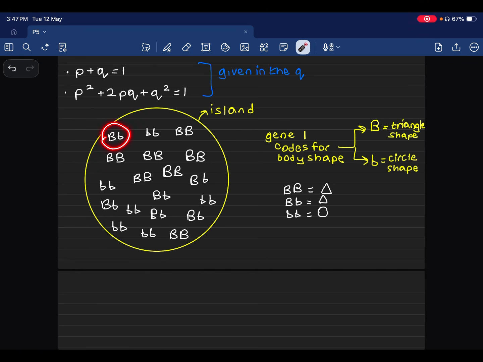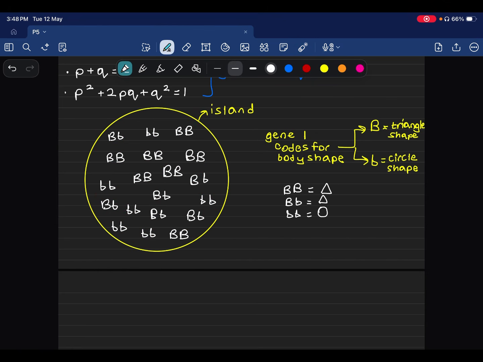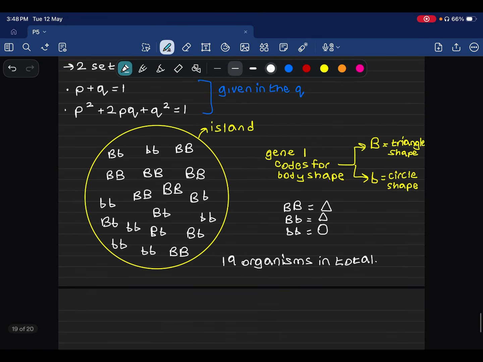So let's count: 1, 2, 3, 4, 5, 6, 7, 8, 9, 10, 11, 12, 13, 14, 15, 16, 17, 18, 19. You have 19 organisms in total, and each has one of three genotypes. Either they are homozygous dominant, or they're heterozygous, or they're homozygous recessive.